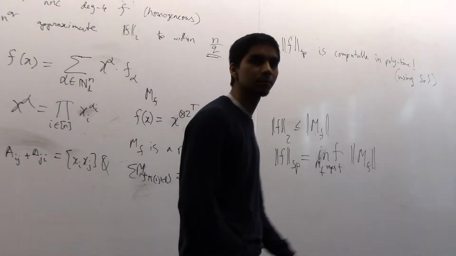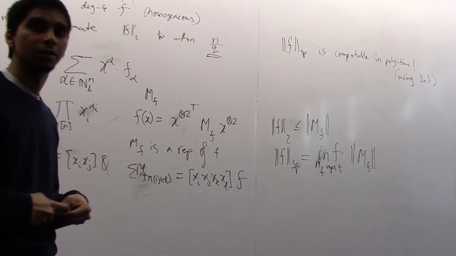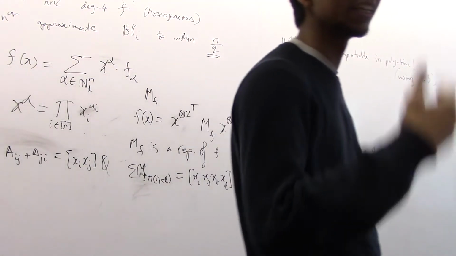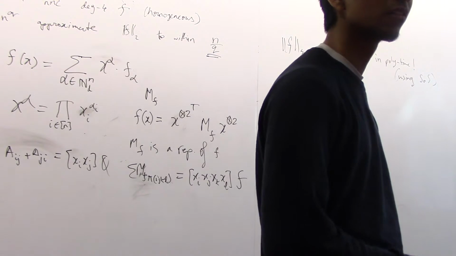Do you require the matrices to be symmetric? Or is the best matrix always symmetric, or not necessarily? I mean, you can show that for any good matrix, a symmetric good matrix also works. Great.